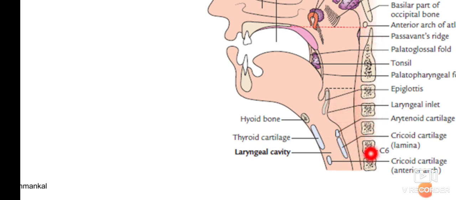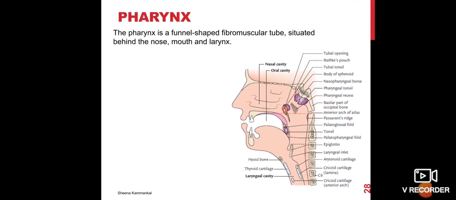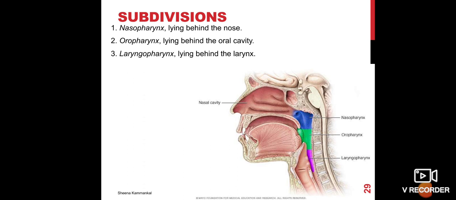Now, we can see the vertebral column here with the pharynx in front and the trachea behind. After the level of the larynx, or after the level of the laryngopharynx, the pharynx continues down as the esophagus, which is another muscular tube. So these are the three different parts of the pharynx: the nasopharynx, oropharynx, and laryngopharynx.